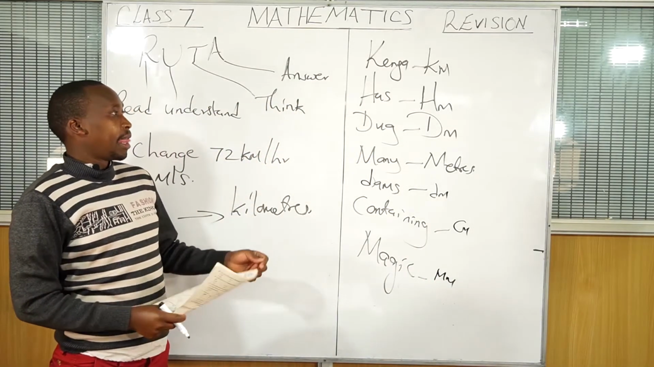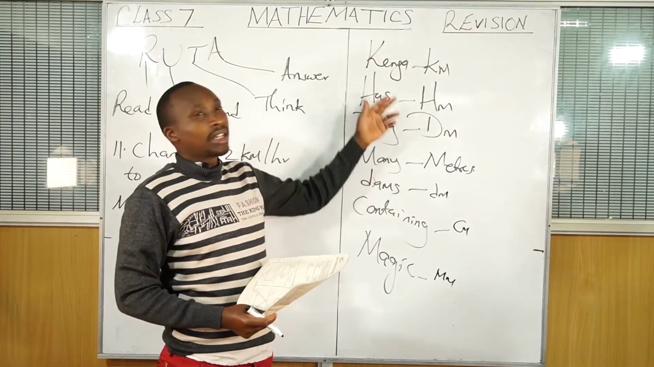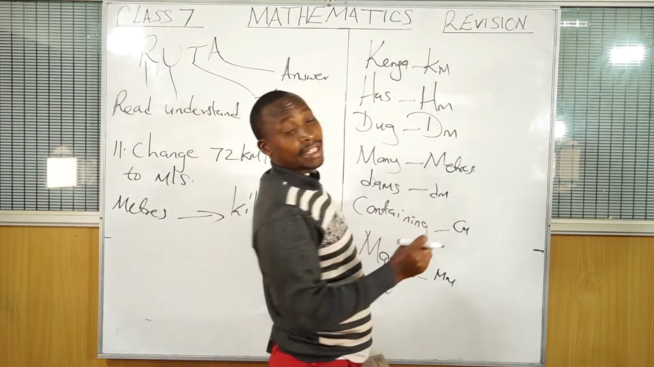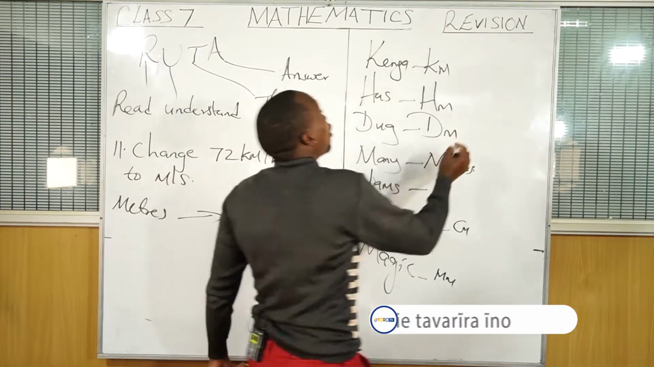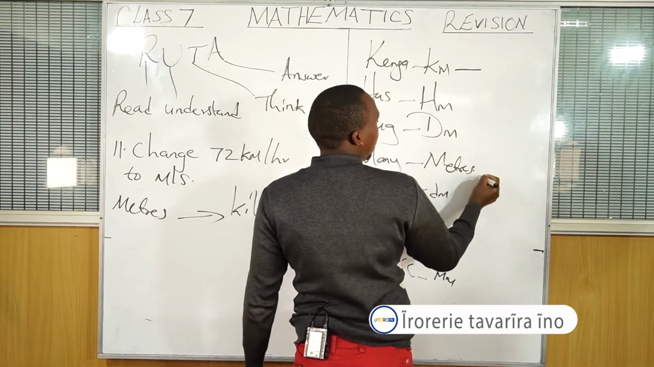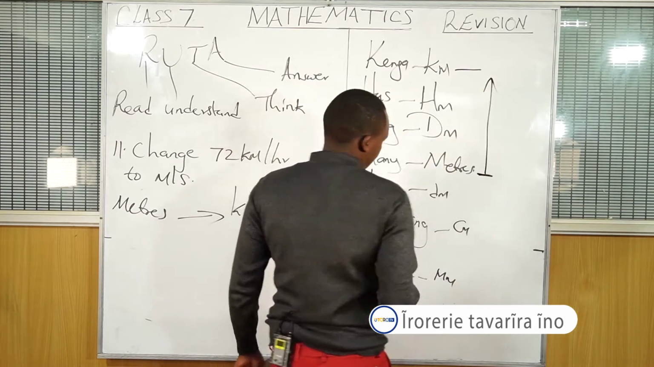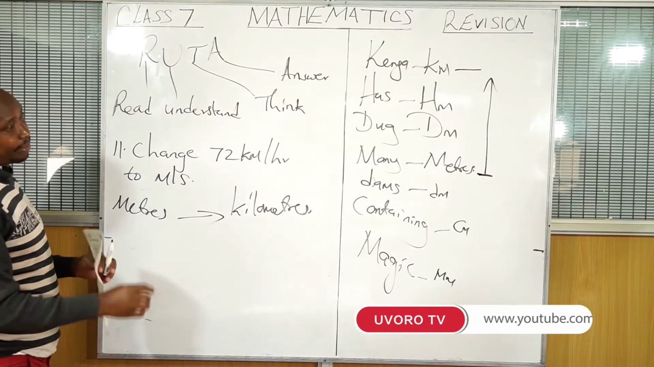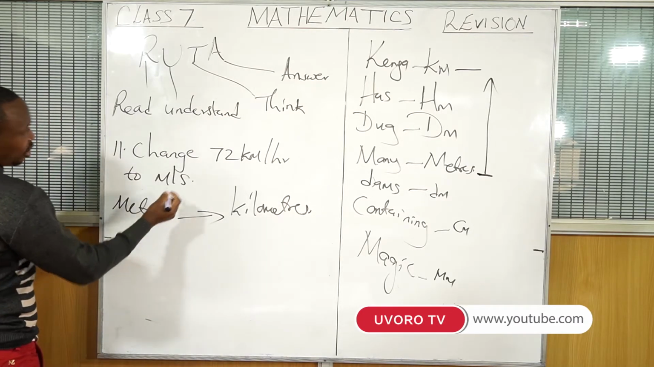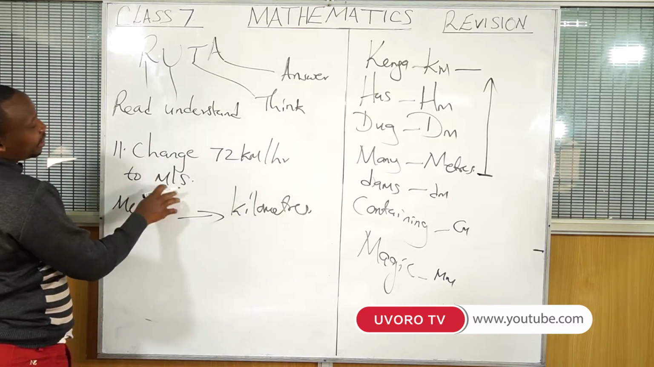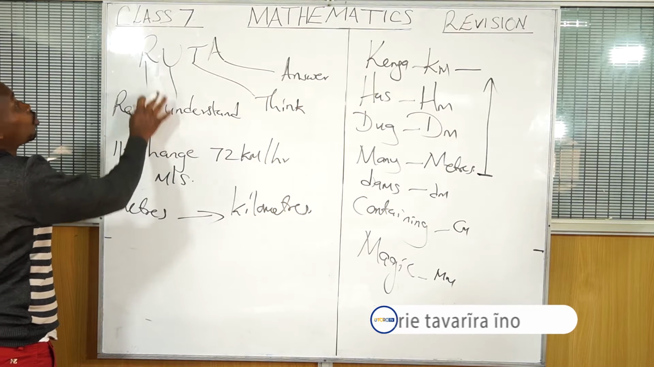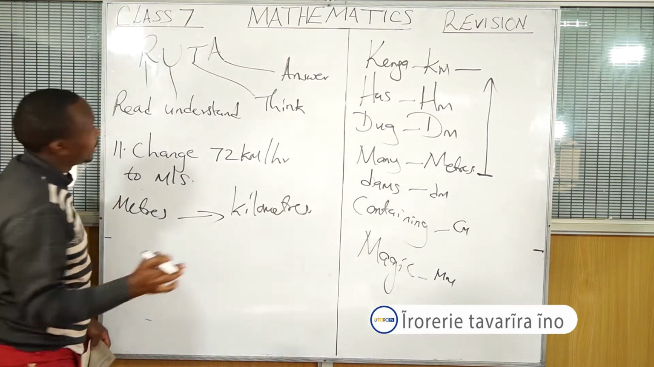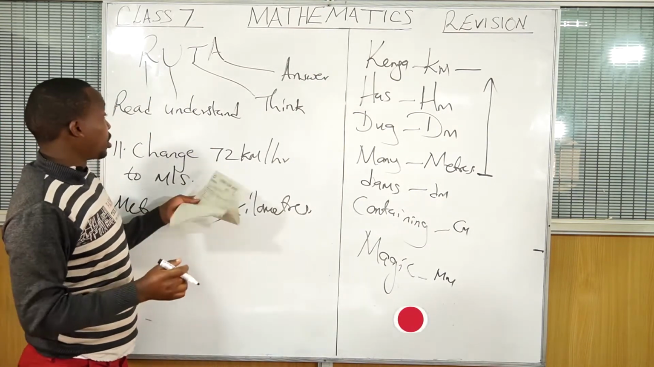Now, class 7, as you can see, between meters and kilometers, which one is above the other? Yes, that is kilometers. So kilometer is bigger than meters. Are we together? Yes. Now, using this, we can solve this sum. When you are told to change 72 kilometers per hour to meters per second, what are you supposed to do? You go first to our formula. That was ROUTA. R for reading. We have already read. U for understanding. What are you supposed to do?